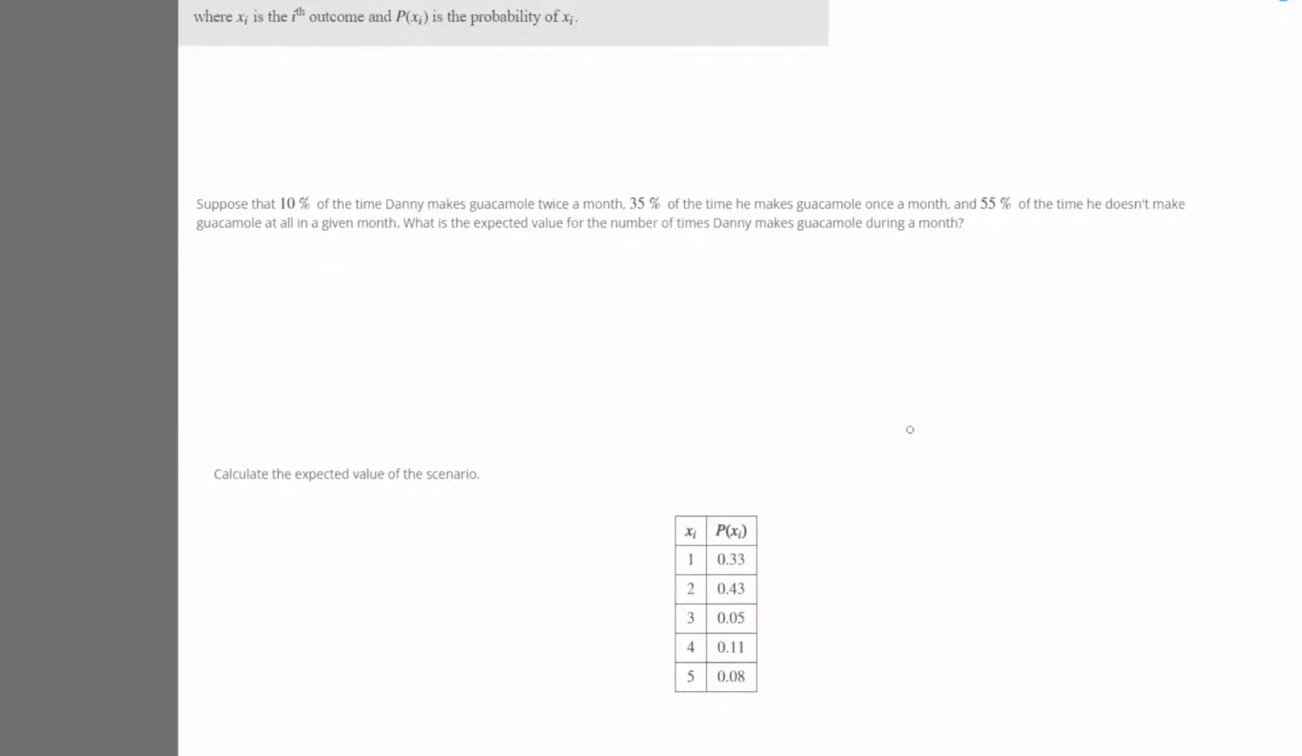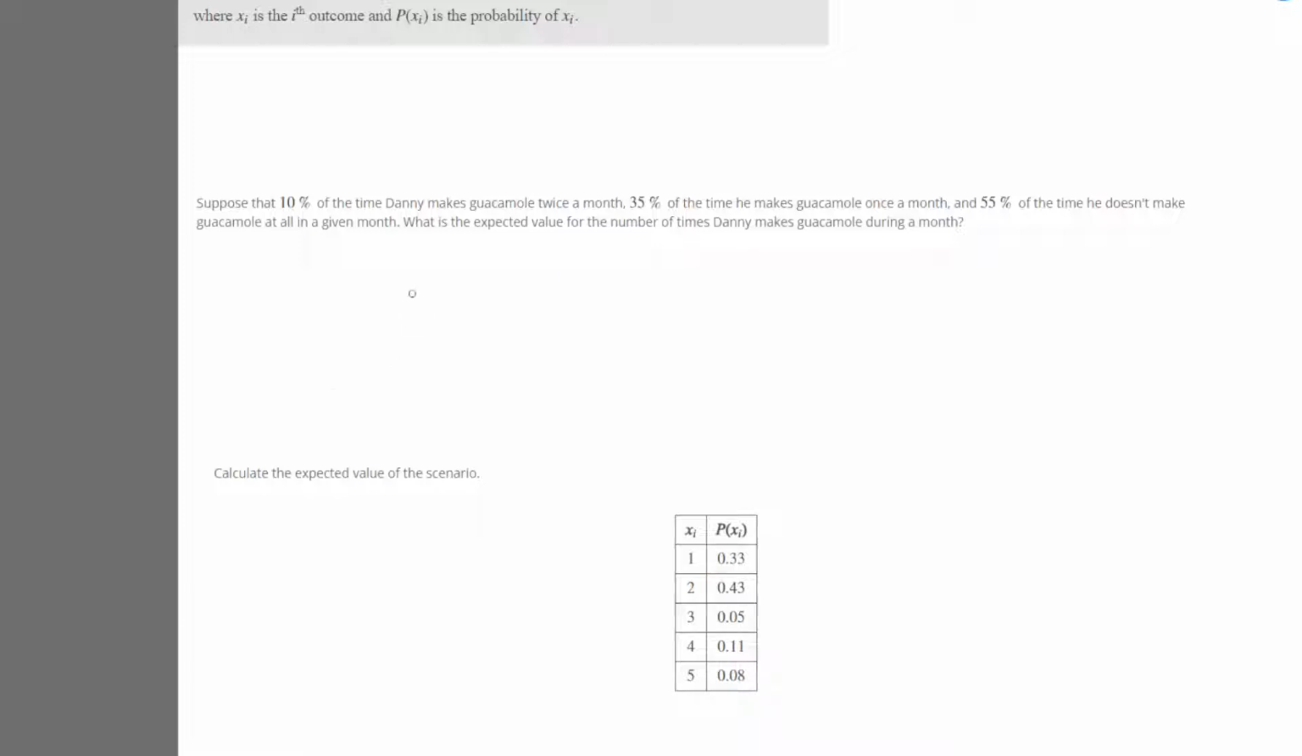So this question says that suppose that 10% of the time Danny makes guacamole twice a month, 35% of the time he makes guacamole once a month, and 55% of the time he doesn't make guacamole at all. What is the expected value for the number of times Danny makes guacamole during a month?